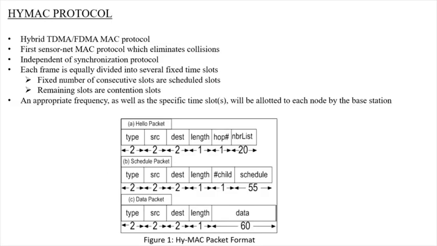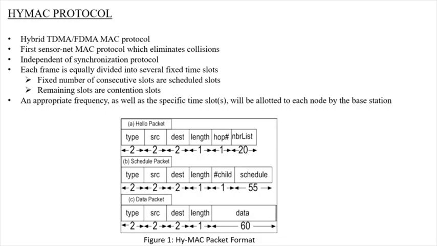Now we are talking about our next multi-channel MAC protocol, that is the HiMAC protocol. HiMAC is a hybrid TDMA-FDMA MAC protocol suitable for WSN applications in which data gathered by sensor nodes has to be delivered to at least one base station in a timely manner. HiMAC is the first sensor net MAC protocol that schedules the network nodes in a way that eliminates collisions. The functionality of HiMAC is independent of its underlying synchronization protocol.